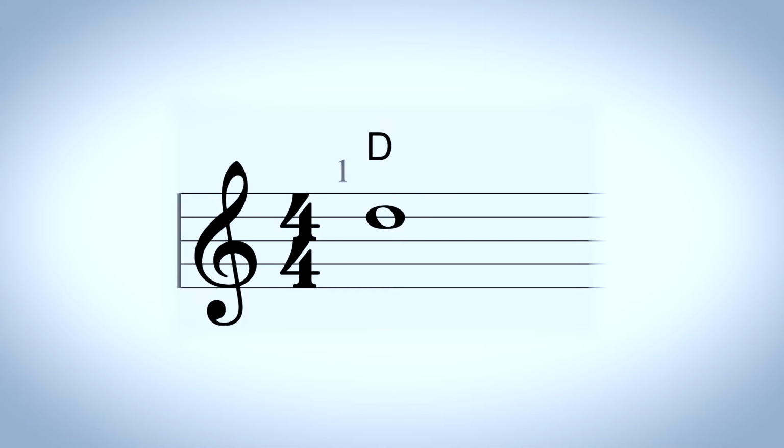Okay? Now, C does have a sharp after it. So on the second fret, that would be C sharp. Okay? And we're not going to worry about that today. We're going to learn D, which is here on the third fret.